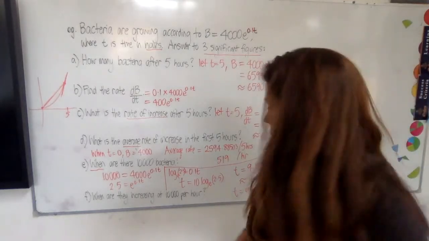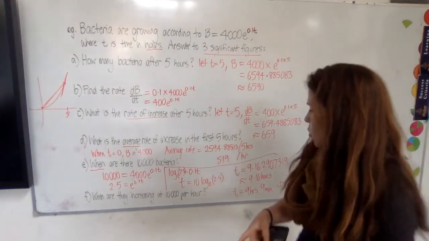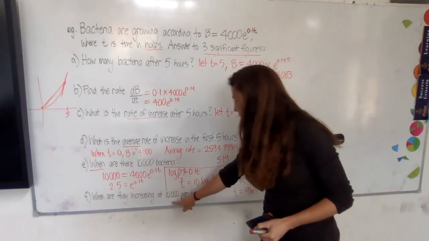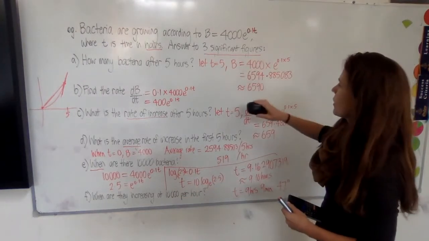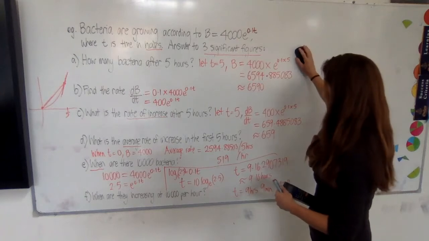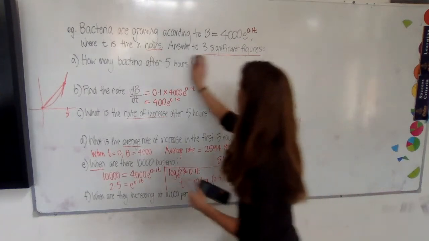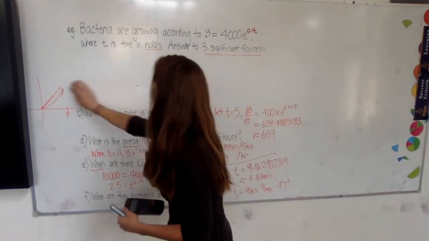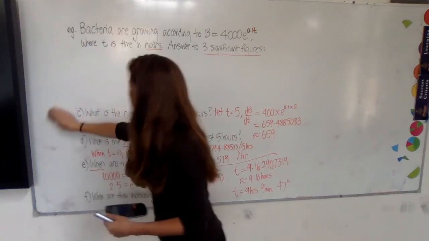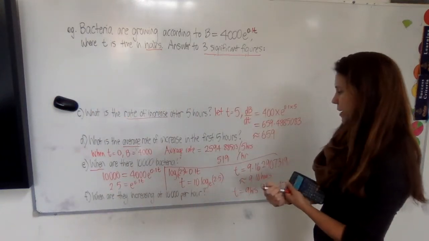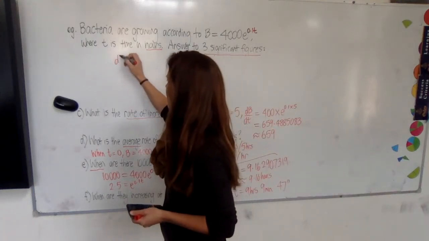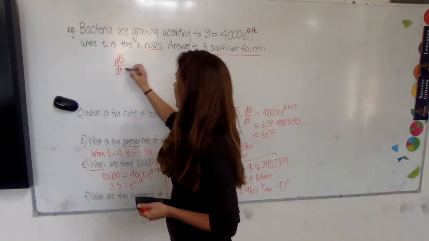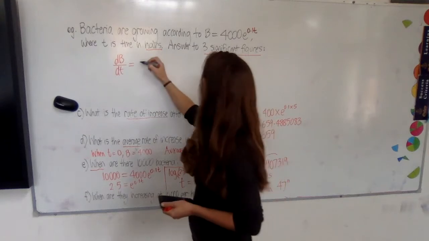All right. Now the last question says, when are they increasing at 10,000 per hour? So let's rub out something at the top here to give us a little bit more space. We'll rub out this one and this one. Now, when are they increasing at 10,000 per hour? Well, we've just rubbed out our dB/dt, so I should probably write that down again while we're remembering that we need it.